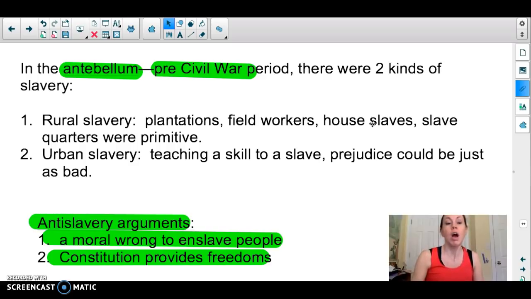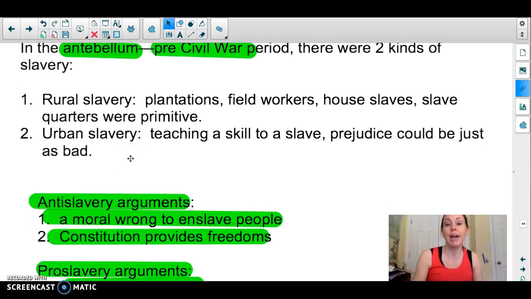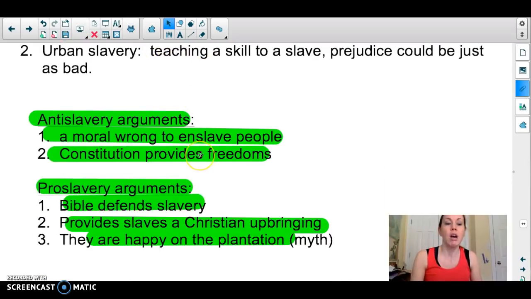Or urban slavery, where you do have slaves in the cities, which in a way was good. They were taught a skill, so that was helpful to them later in life. But the prejudice could be just as bad. I mean, I've read all sorts of accounts of beatings by masters who lived in the city, who maybe owned a business, but would still beat their slaves just unmercifully. So really, there wasn't much difference there.